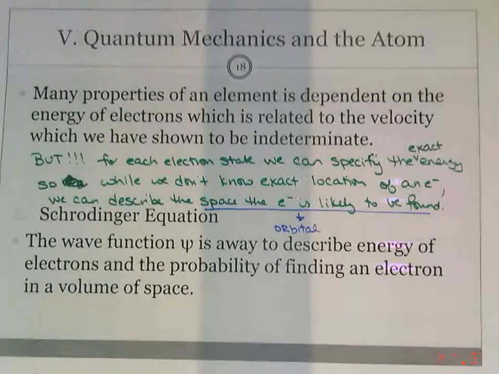So, if we know the energy of an electron, which we can measure, we won't know exactly where it is, but if we know the energy, we have a really good way of predicting, using our probability calculations, where we can find it. So we don't know exactly where. We have a good guess as to a zone, an orbital, where it can be.